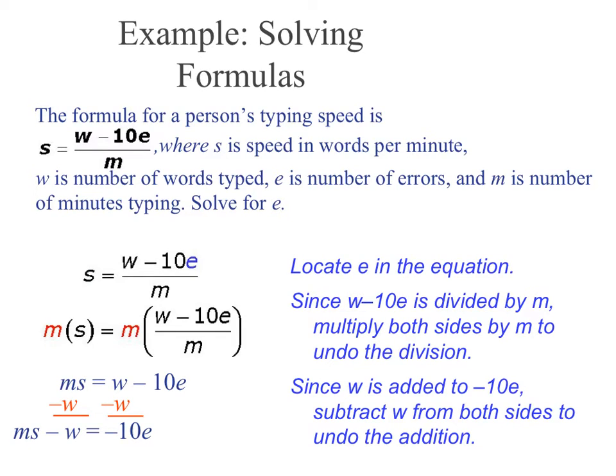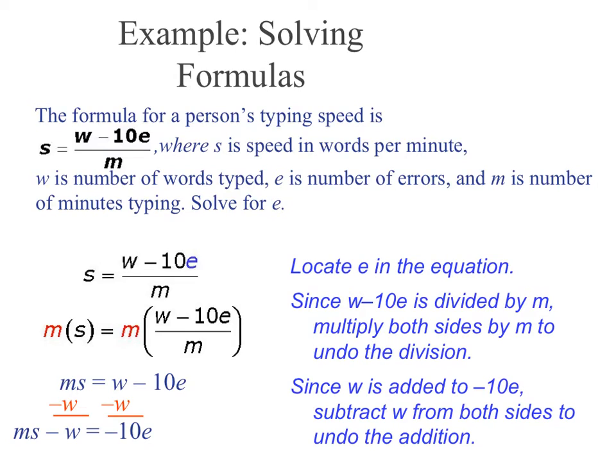Here's another example. Here we have the formula speed is equal to W minus 10E over M, where S is speed in words per minute, W is the number of words typed, E is the number of errors, M is the number of minutes typing, and we want to solve for E. So this is an equation that figures out the speed at which you're typing. Okay, so we locate E, it's over there next to the 10. And we want to say, okay, how do I get that isolated? There's a lot going on here.